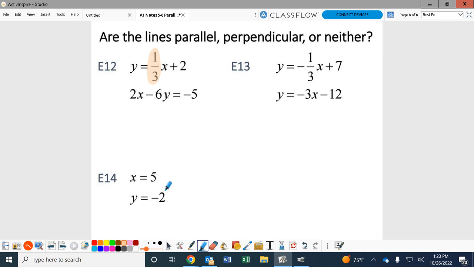The second equation, though, is in standard form. In order to get a slope, we have to solve it. To do that, we're going to minus 2x, minus 2x. That makes it -6y equals, guys, what do we put in front? -2x minus 5 because it was negative. Then we have to divide everything by -6 because there can't be anything in front of my y to be slope-intercept form.